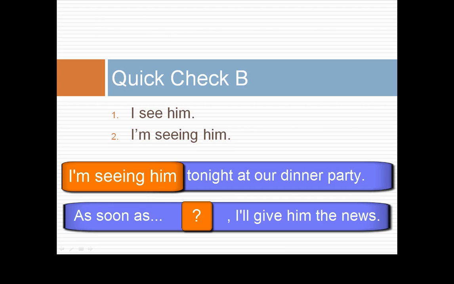The best choice for the first is I'm seeing him. I'm seeing him tonight at our dinner party. That's something already known, already decided. In the second sentence, as soon as I see him, I'll give him the news. We have an adverb clause of time, and the only choice then is to use a present verb form, the simple present. I see him.